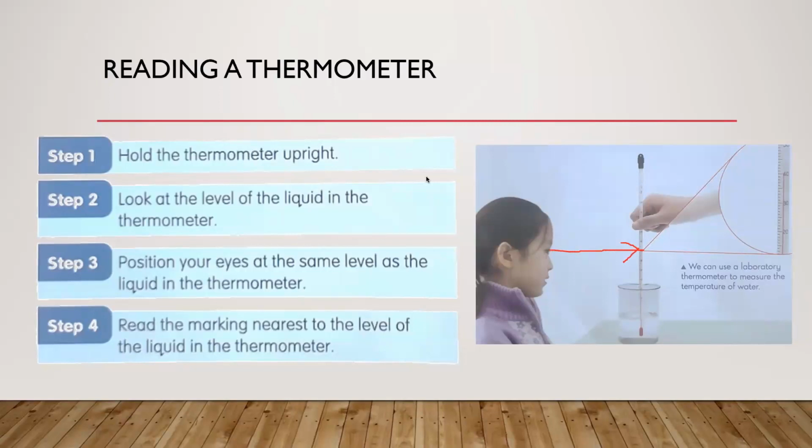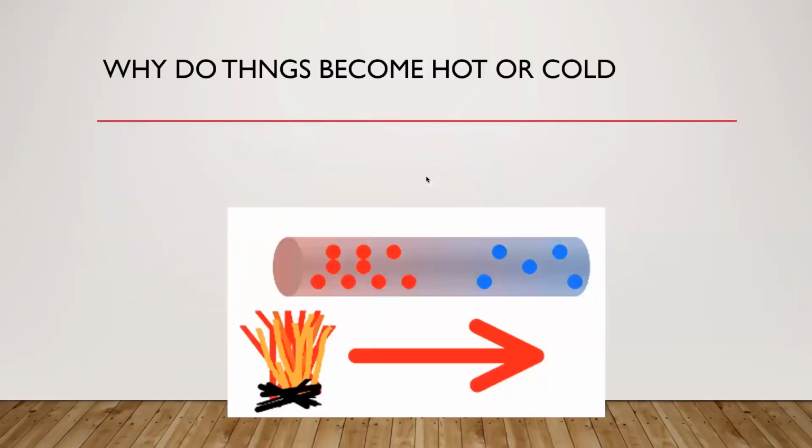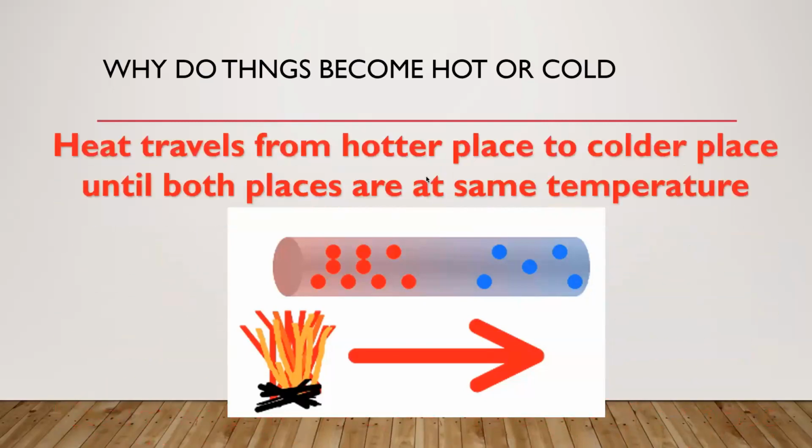Alright, next up. Why do things become hot or cold? Well, heat always travels from a hotter place to a colder place until both places are at the same temperature. We know that things become hotter when they gain heat, and they become colder when they lose heat.